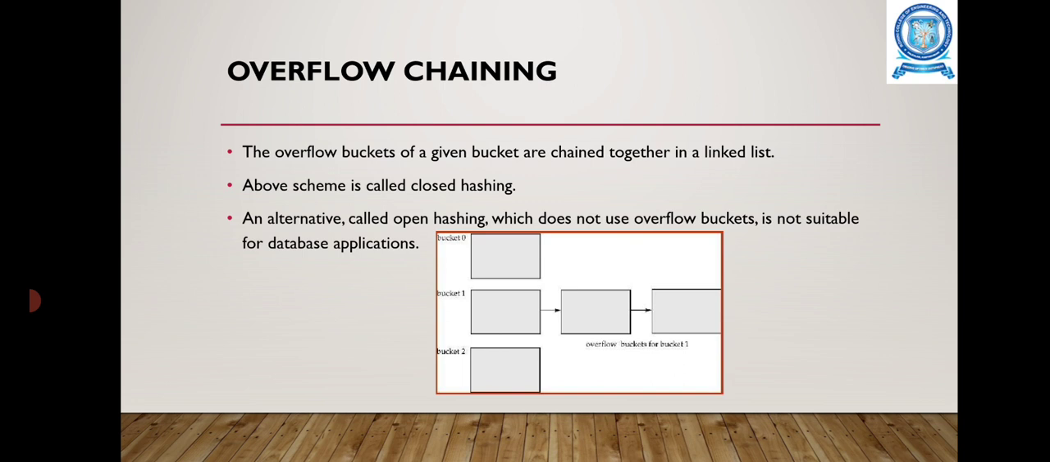This is a diagrammatical representation of overflow buckets. Suppose bucket 0, bucket 1 are filled, then the overflow goes to another bucket. That means if bucket 1 is filled and another data comes to the same bucket, then the value is stored in this linked list structure.